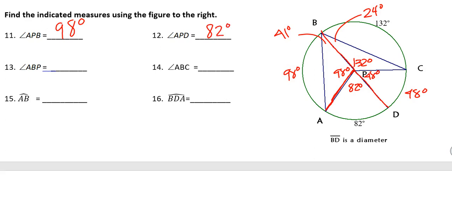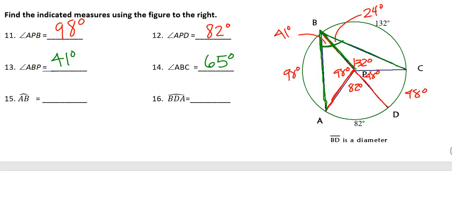Then we got ABP. So let's go ahead and pick up a different color here. So we got ABP right there. So that's our 41 degree angle. Then we got ABC. ABC, that means we're going to have to add, that's all of that right there. So we're going to have to add 41 to 24, and that's 65 degrees.